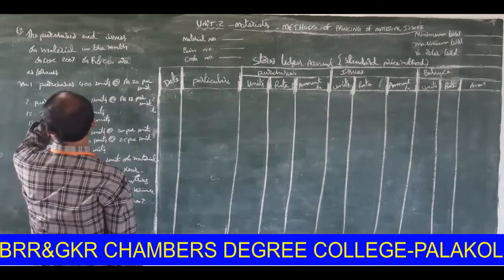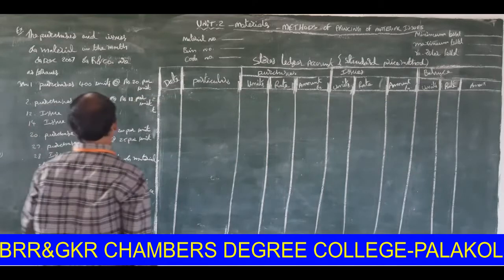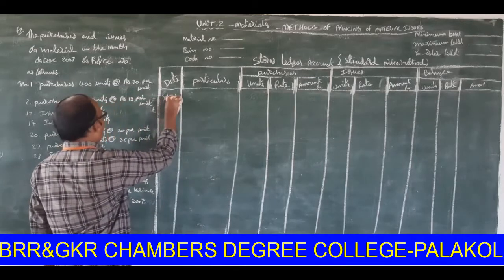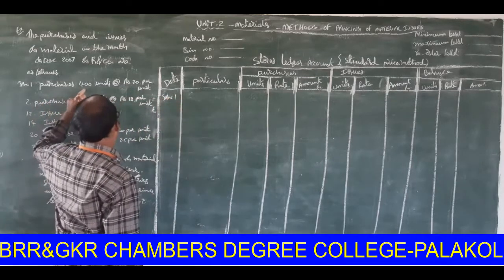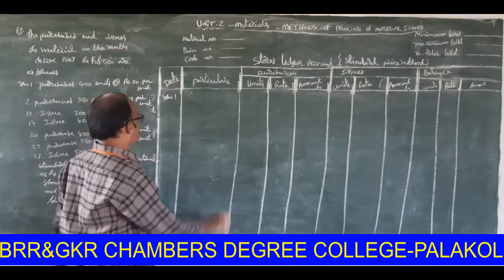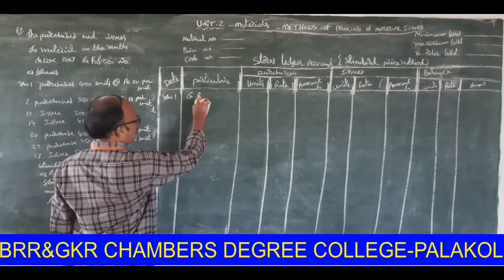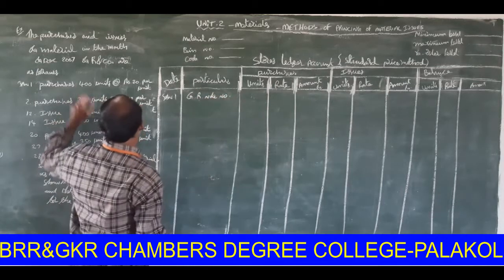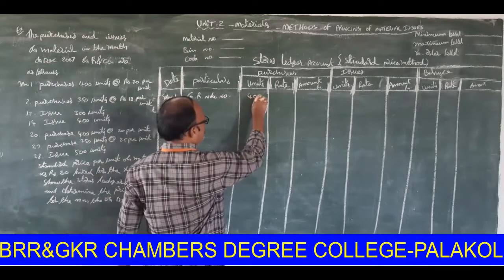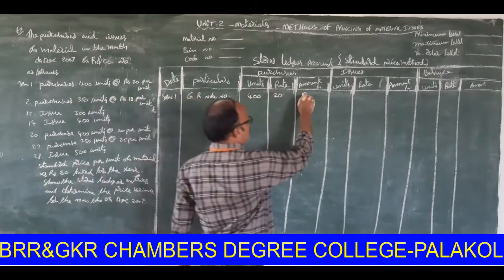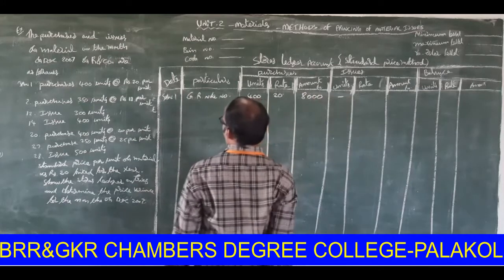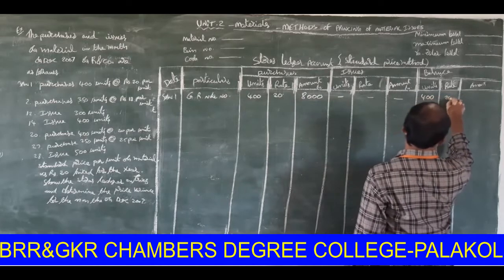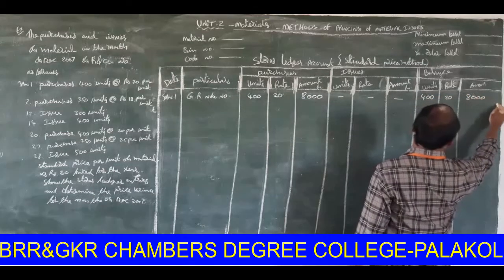Purchased how many units? 400 units. Purchased 400 units at the rate of rupees 20 per unit. January 1st, purchases 400 units at the rate of 20 per unit. So, on the goods received note, how many units purchased here? 400 units, 20 rupees, 8,000.